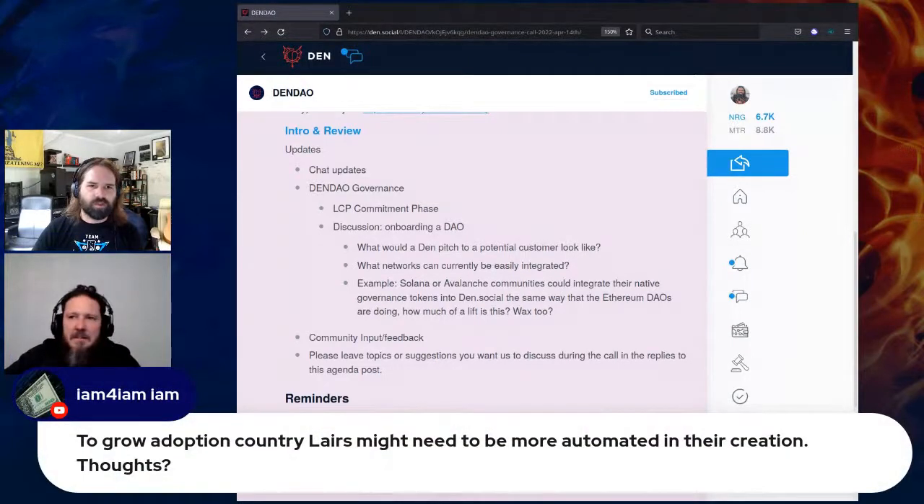So there's an interesting couple of comments in chat. The automation of the LCP process, maybe we can talk about that a little bit, actually, since we're talking about it.